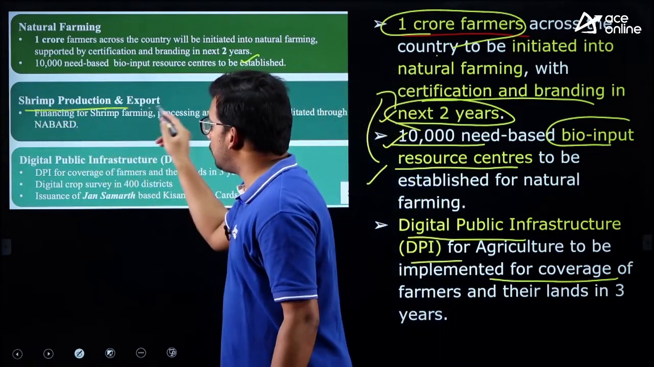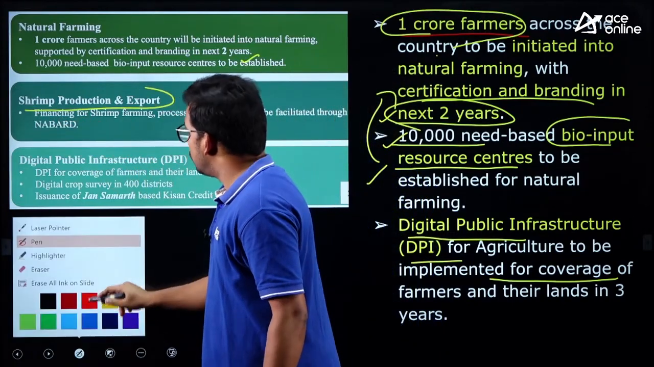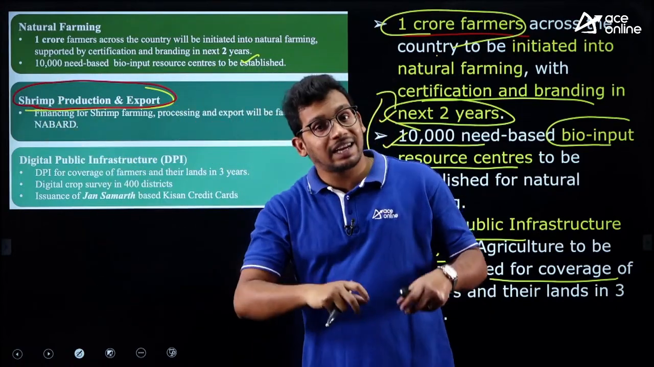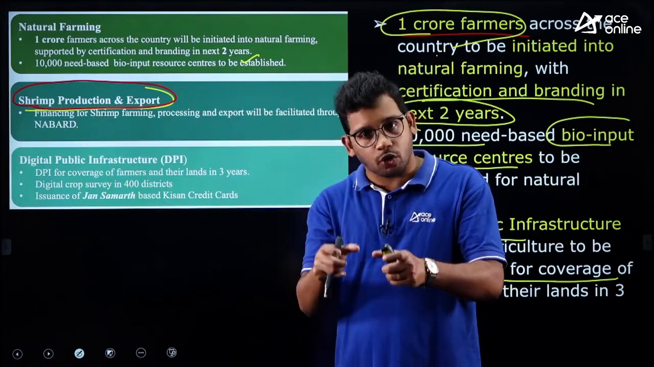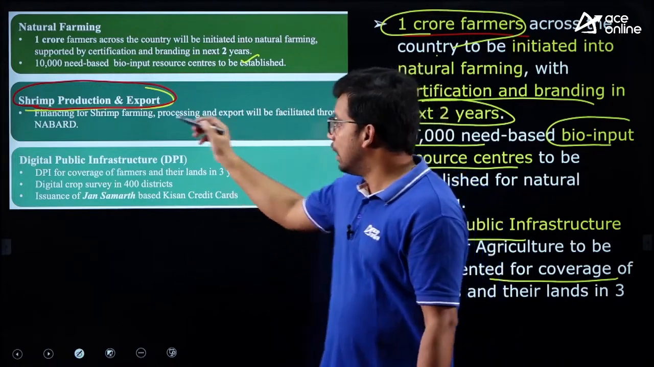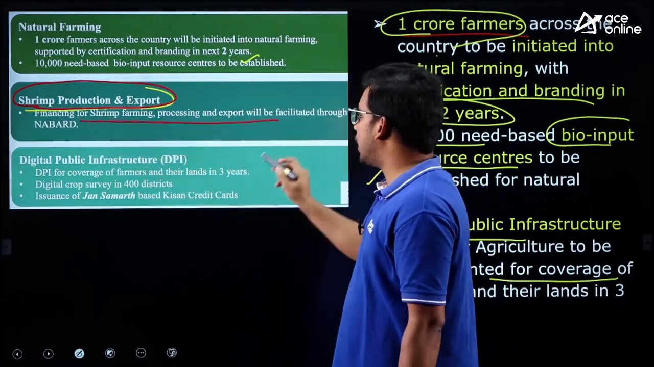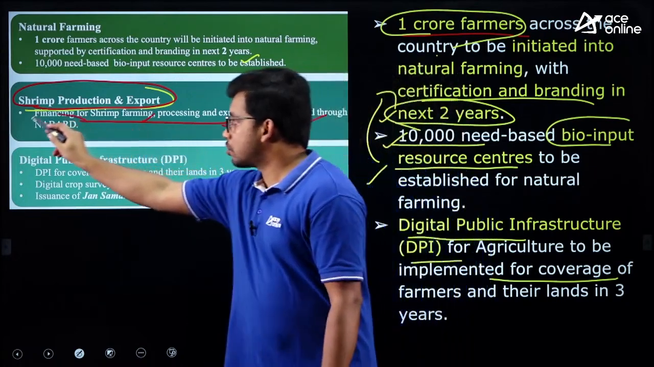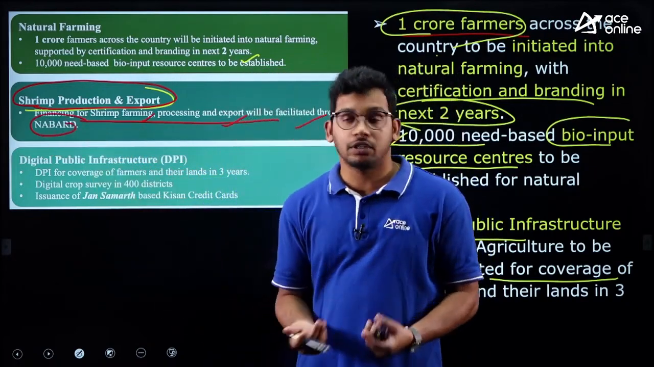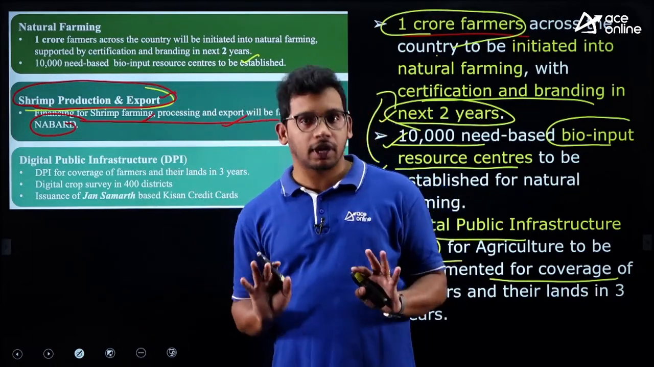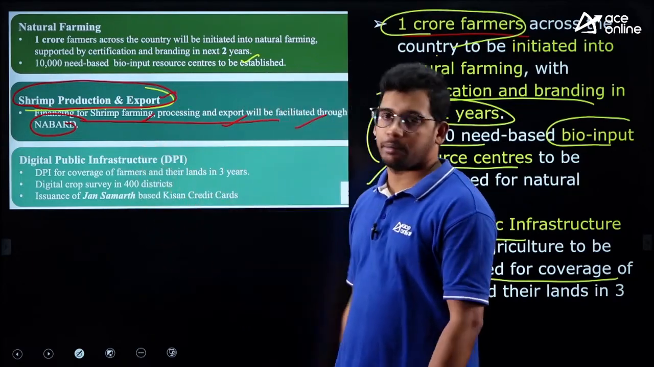Government is also aiming to promote shrimp production and export. This is agriculture and allied sector, that means not just crops, but they are also going to develop livestock, fisheries, all these things. Under this they are going to finance shrimp farming, processing and export through NABARD. So government is going to encourage businesses to do more in shrimp production and export, so that we will get foreign exchange and also create a lot of employment.